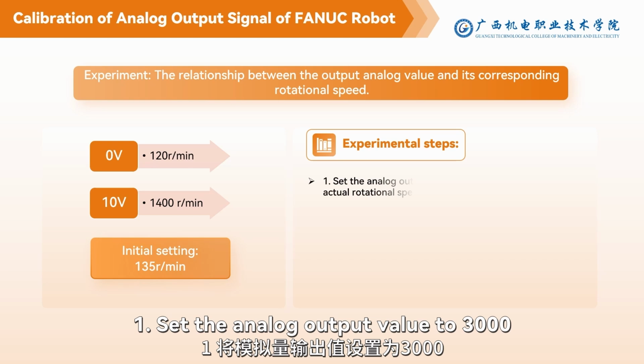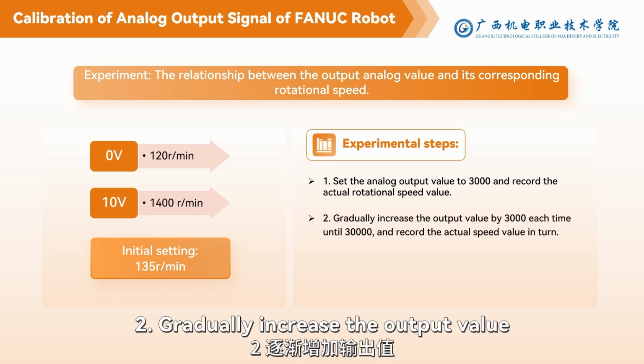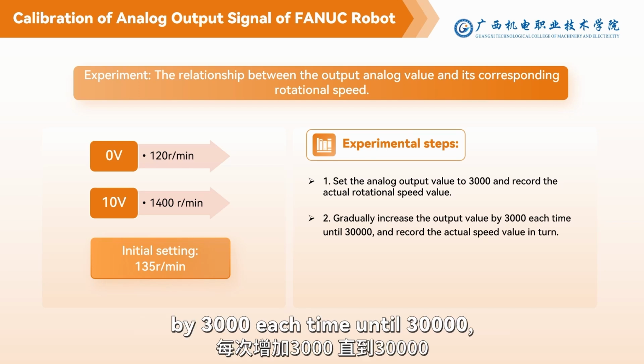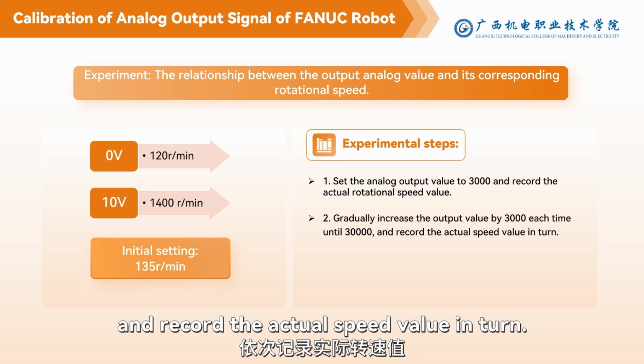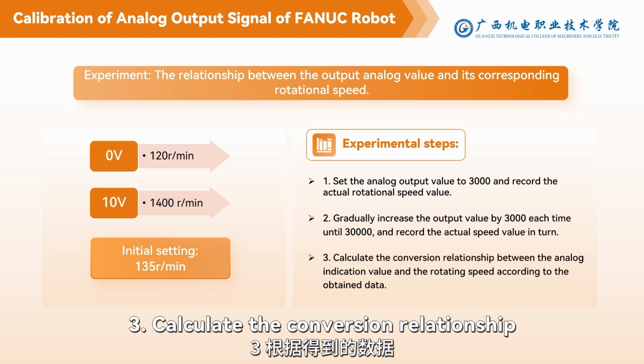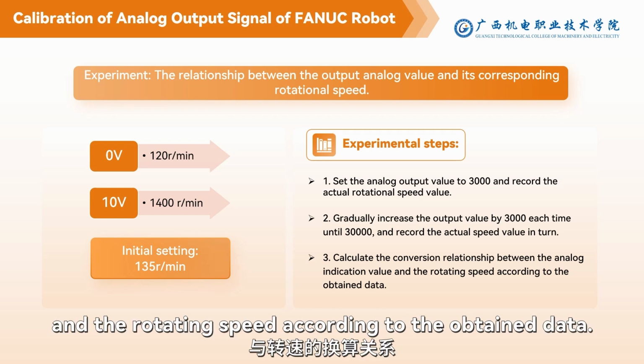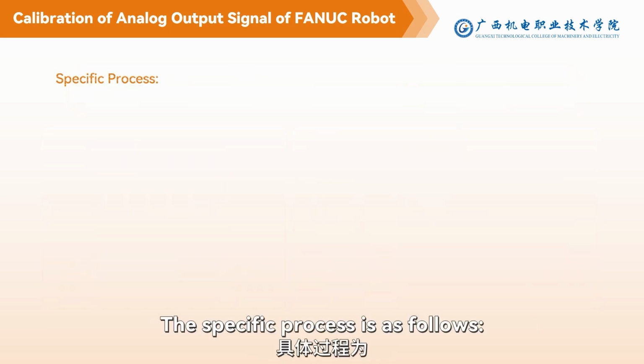Experimental steps. 1. Set the analog output value to 3000 and record the actual rotational speed value. 2. Gradually increase the output value by 3000 each time until 30,000 and record the actual speed value in turn. 3. Calculate the conversion relationship between the analog indication values and the rotating speed according to the obtained data. The specific process is as follows.